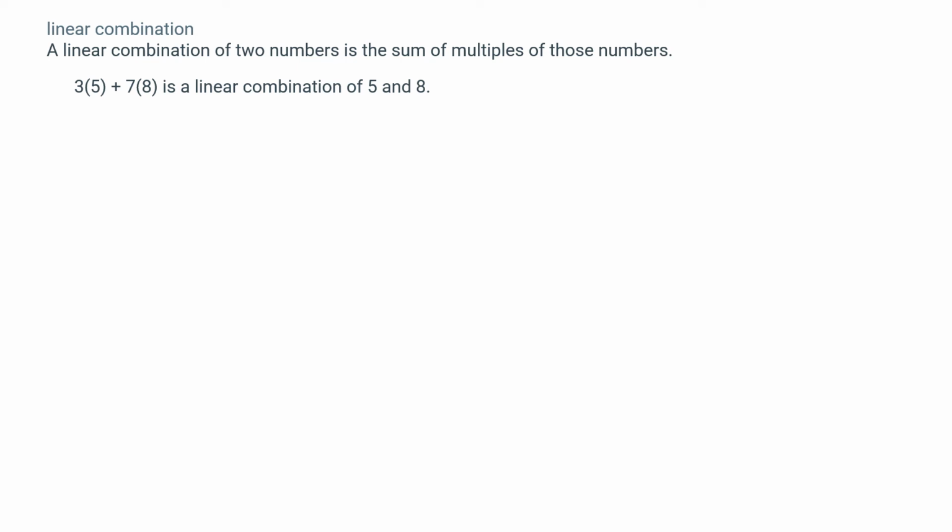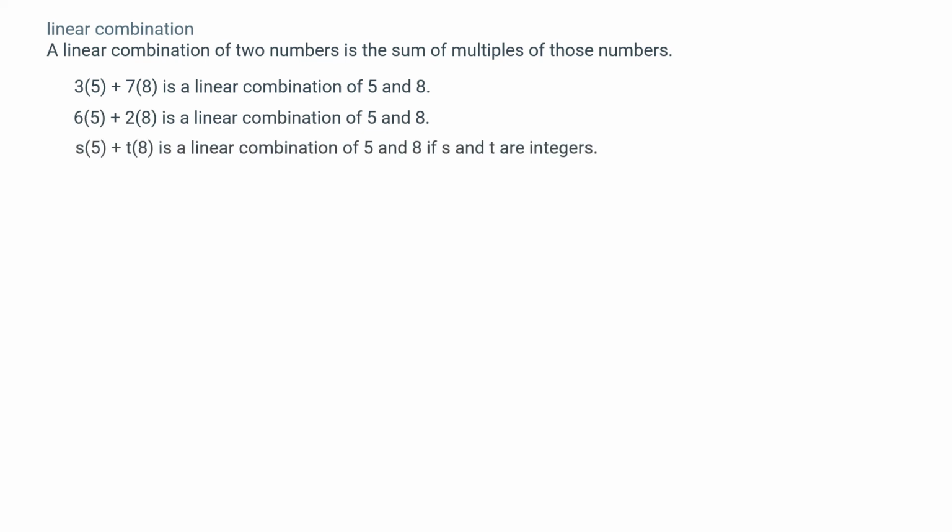Now, the 3 and the 7, those are just random numbers I picked out. That could be any integers we put in there. That would also be considered a linear combination. So here's another linear combination of 5 and 8. And here, if we say that s and t are integers, then s times 5 plus t times 8 would be considered a linear combination of 5 and 8. This 3x plus 9y, we could say is a linear combination of an x and a y. Whatever the x and y values are, we're taking a multiple of each and adding them together, so that's a linear combination.